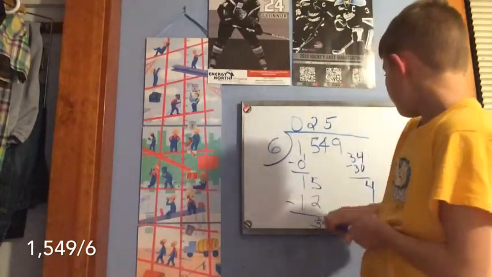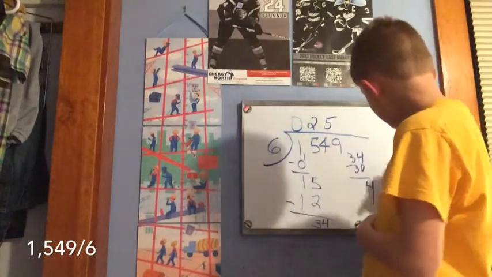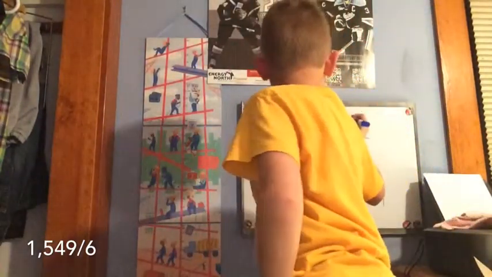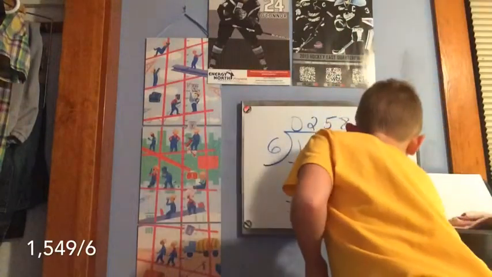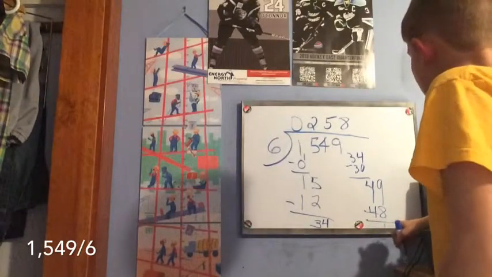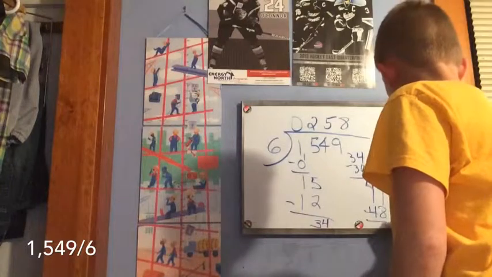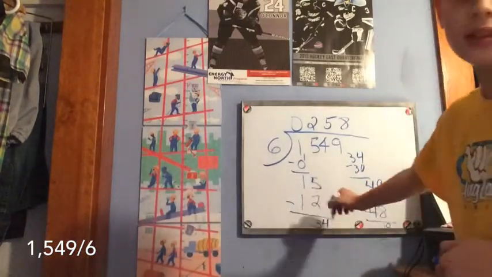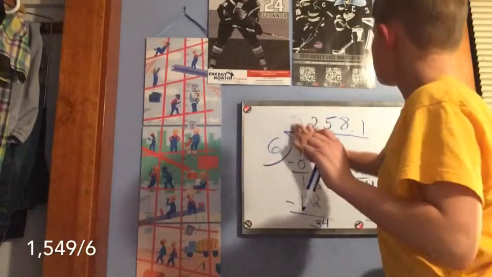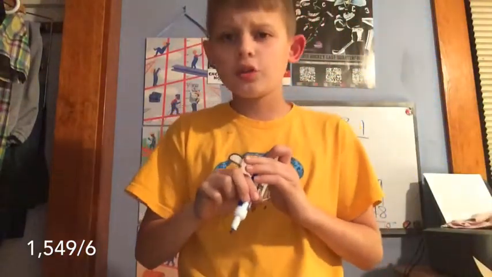Then the next digit makes it 49. How many 6s are in 49? We know that 7 times 7 is 49, but we're not doing the 7s, we're doing the 6s. 6 times 8 is 48, so that's 8 6s. So we put the 48 here. 49 minus 48 is 1. There are no digits left, so we put a 0. How many 6s are in 10? Just 1. So that's 258.1.